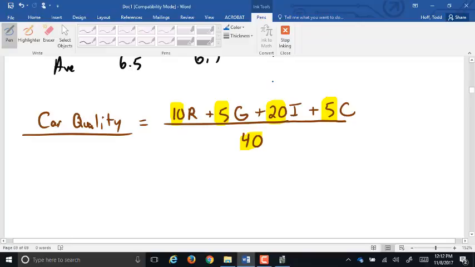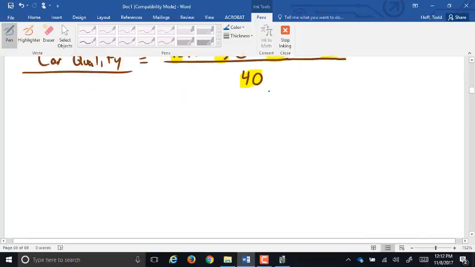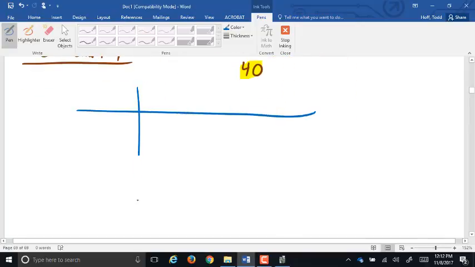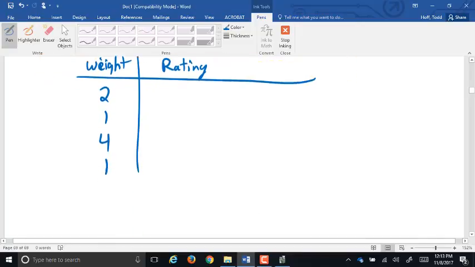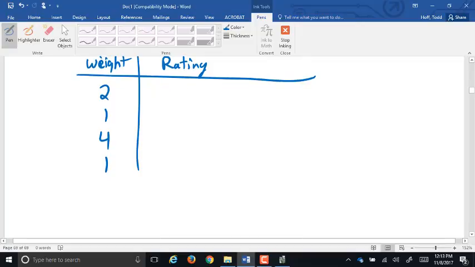So we're doing that on part C there of number 12, is we're making a table. And the table is going to have the weights and then the rating. And the weights that are given are 2, 1, 4, and 1. Actually, sorry, I'm going to give the weights out of the formula. That's the old weight. So the formula is 10, 5, 20, and 5.